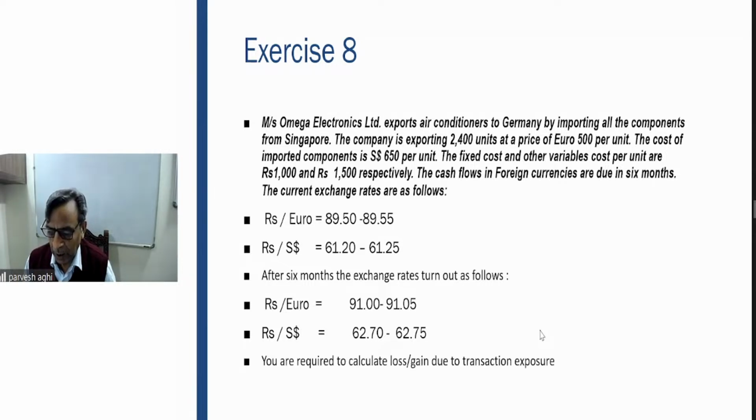So you are required to calculate the loss or gain due to transaction exposure. Okay, so this is the information which is given to you. The current rates are given, and the rates after 6 months are given. So we'll find out whether the company Omega has suffered a gain or loss due to transaction exposure.